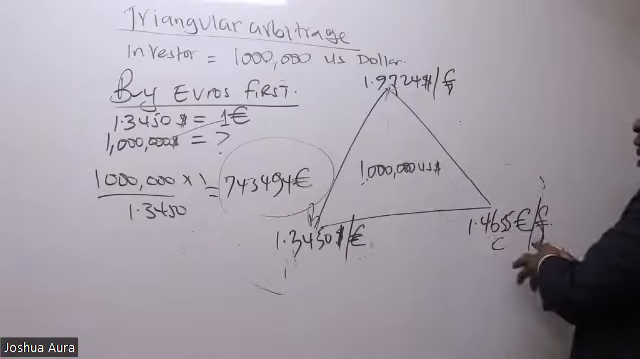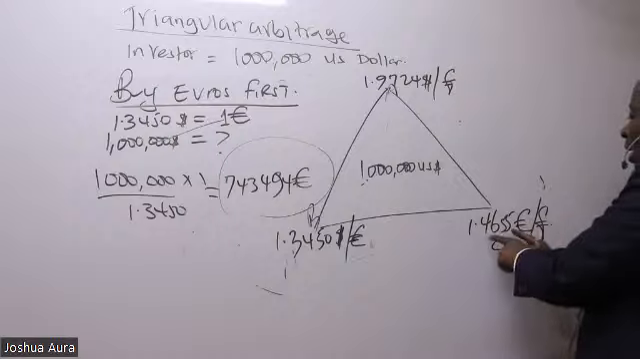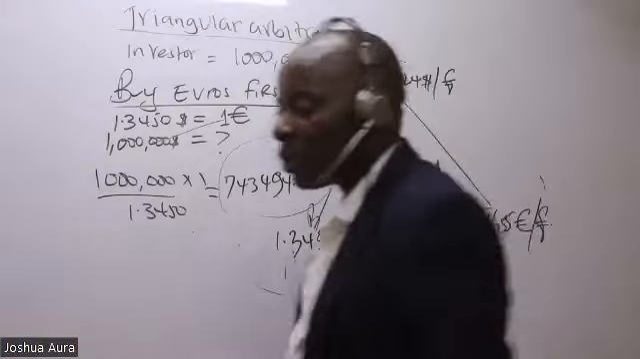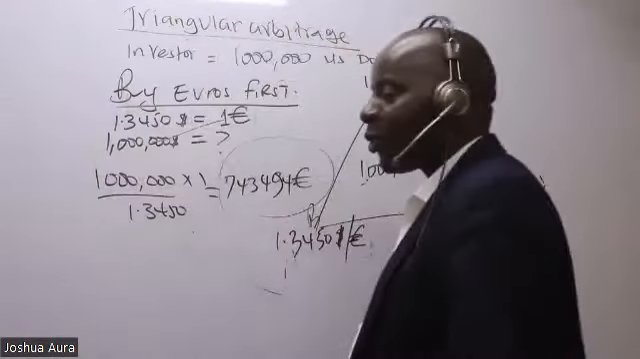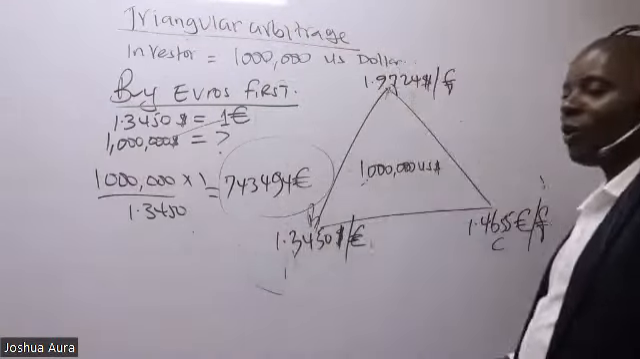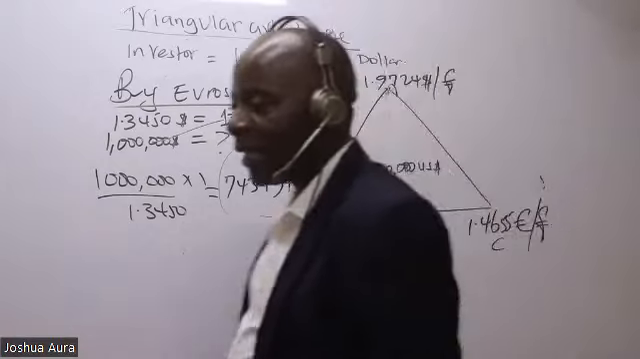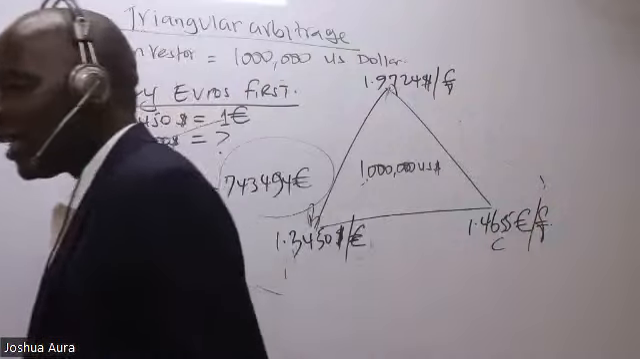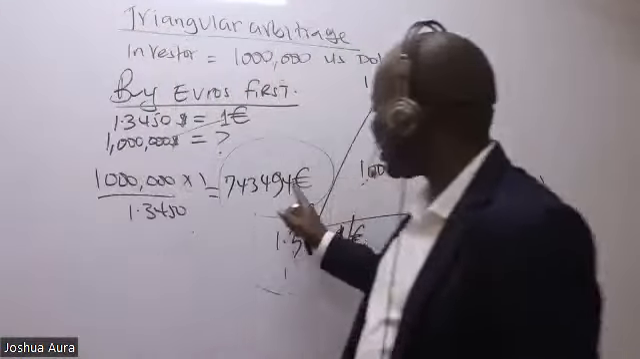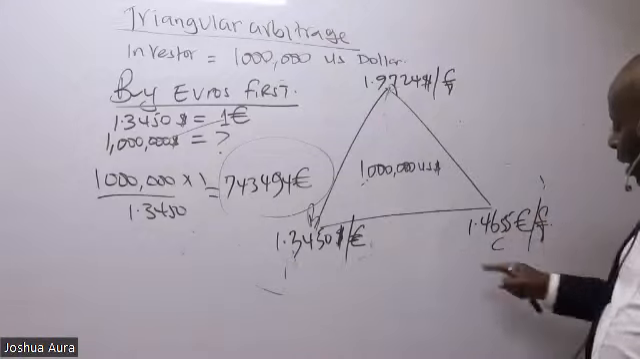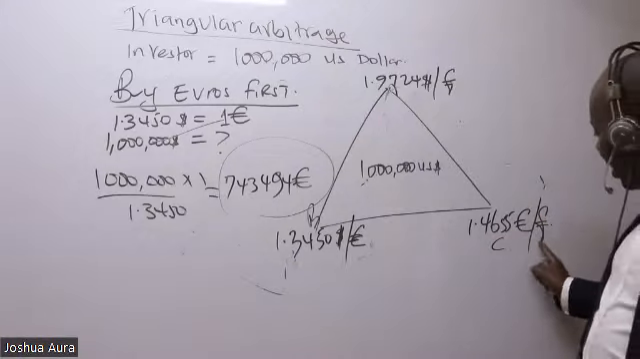So now I have euros, so I'll say next, buy the pounds. Do we buy euros? Remember, we have euros. Now we can't buy euros again, because you have euros. Now you look at this. This is the only corner where you can go with your euros and buy the pounds.